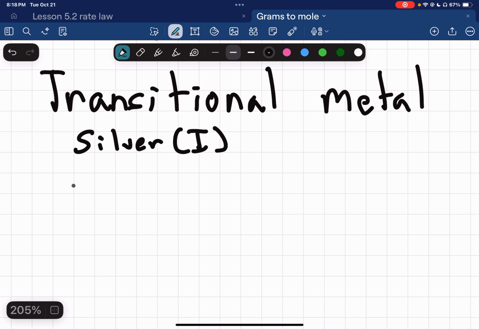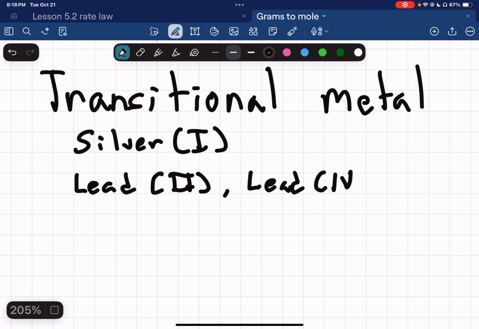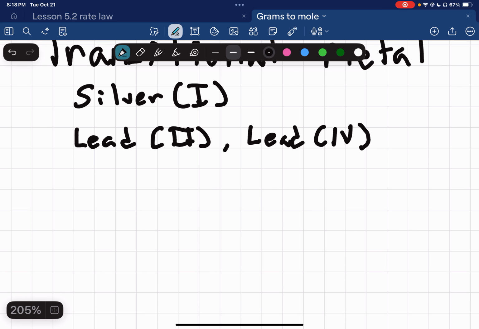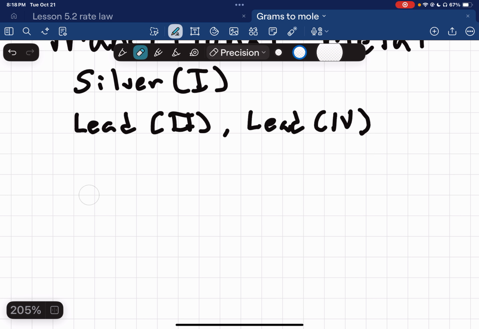Other ones that you might see would be something like lead. We're actually going to see two different types of lead. One of them will be lead 2, or in some cases, lead 4. All right, so knowing that, let's take one of these where we'll even make it a little bit challenging. Let's say we're going to take a polyatomic and one of these transitional metals. So let's say we have something like, oh, I don't know, lead 4 and sulfate.